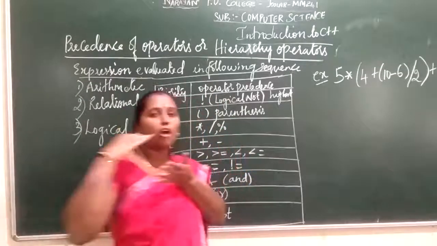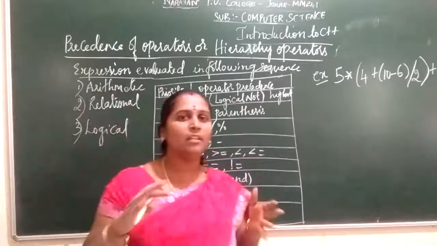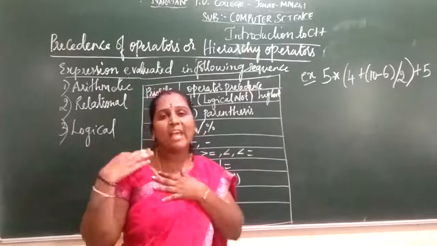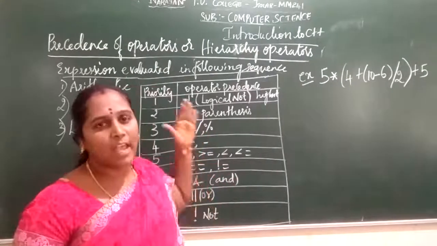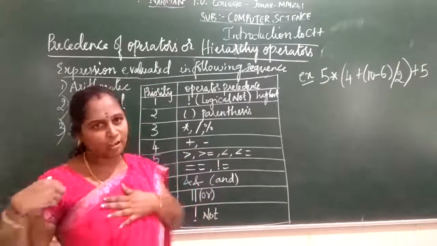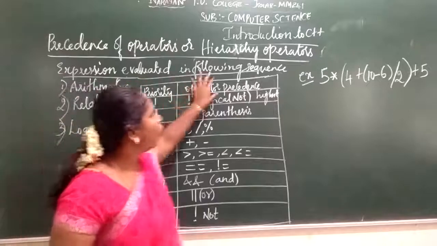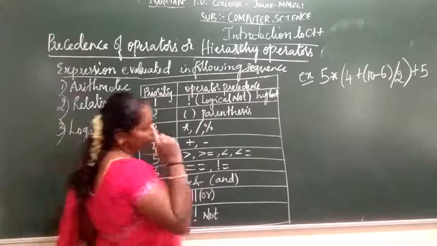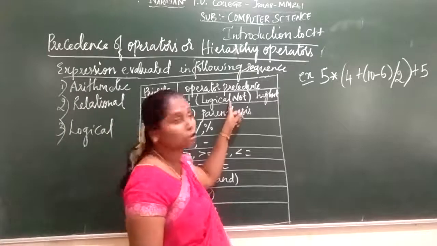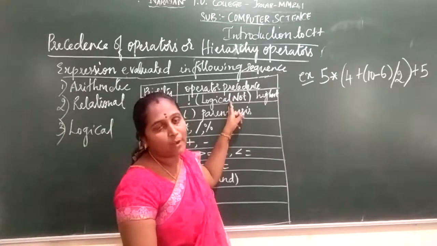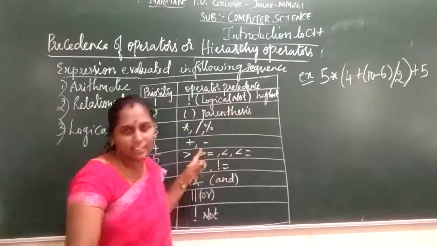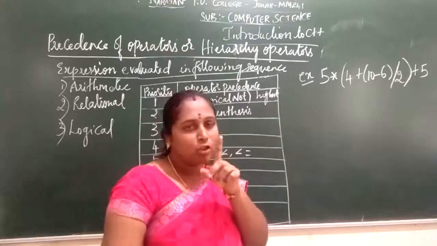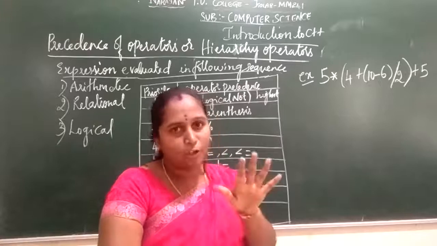So this is a table, the precedence operator table. The first one appearing at the topmost will have the highest priority. As it goes down, it has the lowest priority. So here is the operator precedence. In priority, the very highest is the logical NOT operator. When you perform a logical NOT, that will have the highest priority. That is your complement, the one's complement. The logical NOT operator will have the first highest priority.